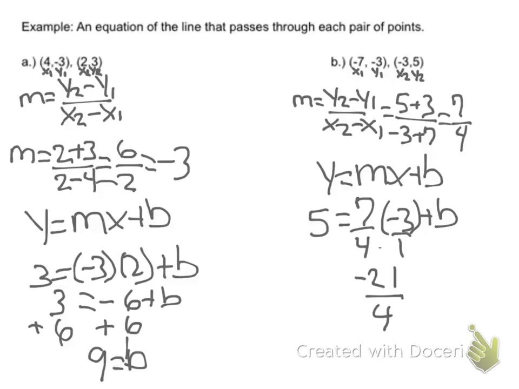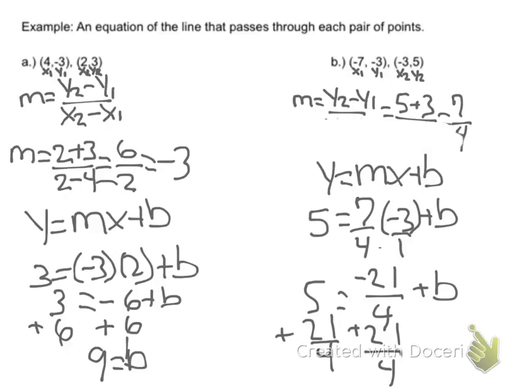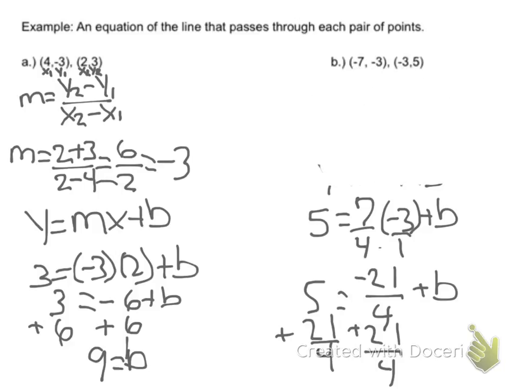Which equals 5 plus b, and so now we want to add 21 over 4 to both sides. I'm going to write some of this, because I'm kind of writing bigger than I should. But yeah, whatever.